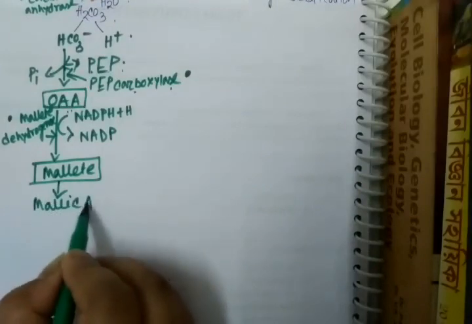So how is the malate formed? The oxaloacetic acid reacts with NADPH and H, and in this process NADP comes out, and the enzyme required is malate dehydrogenase, and it will form the malate compound, and the malate will next form malic acid. And we all know in the plant cell there is a cell.